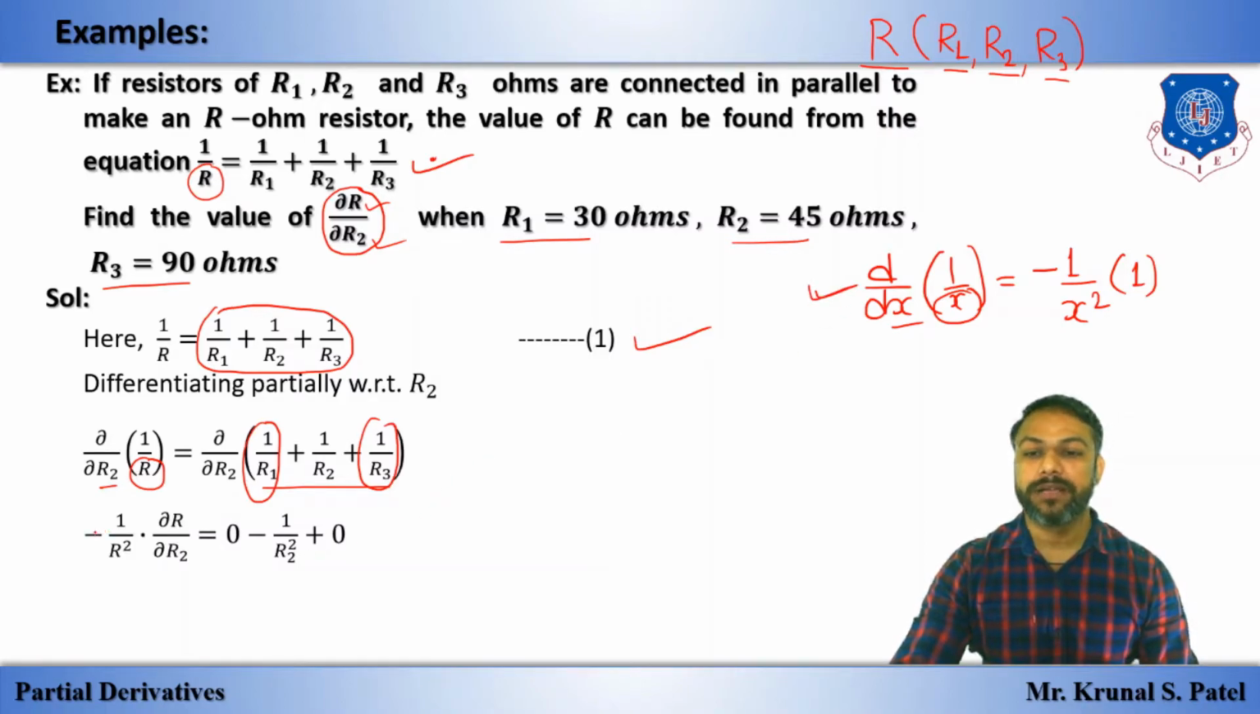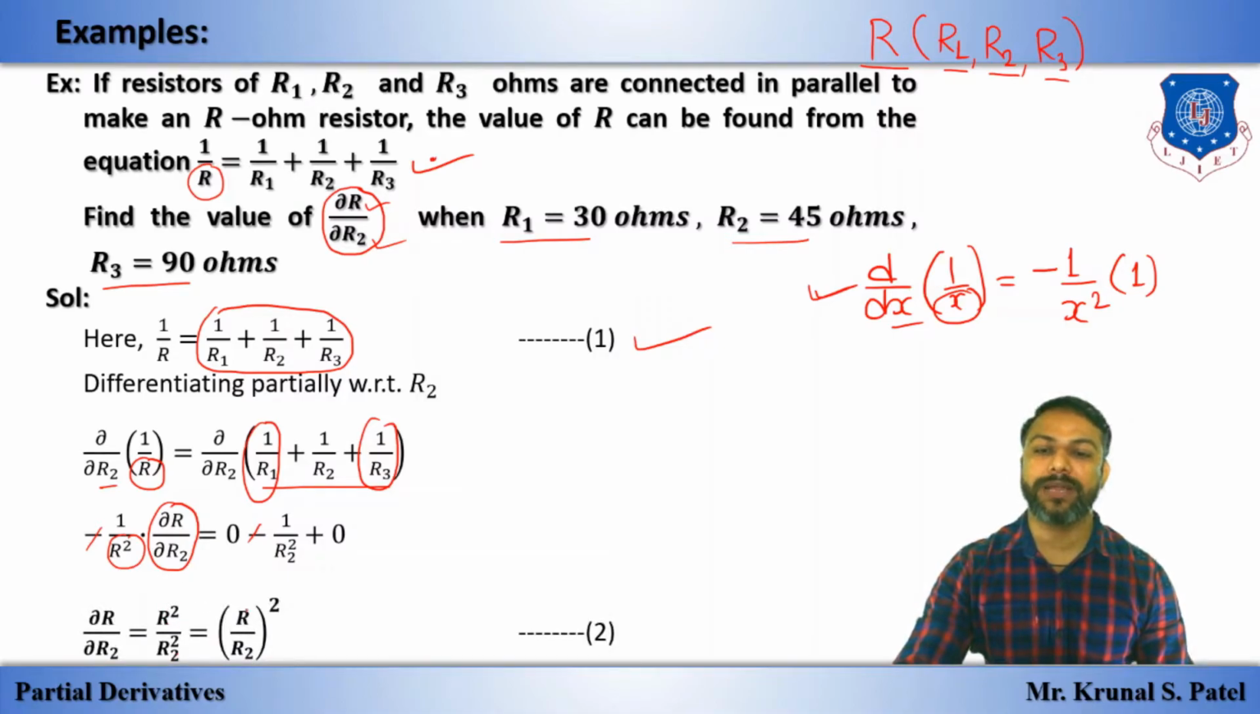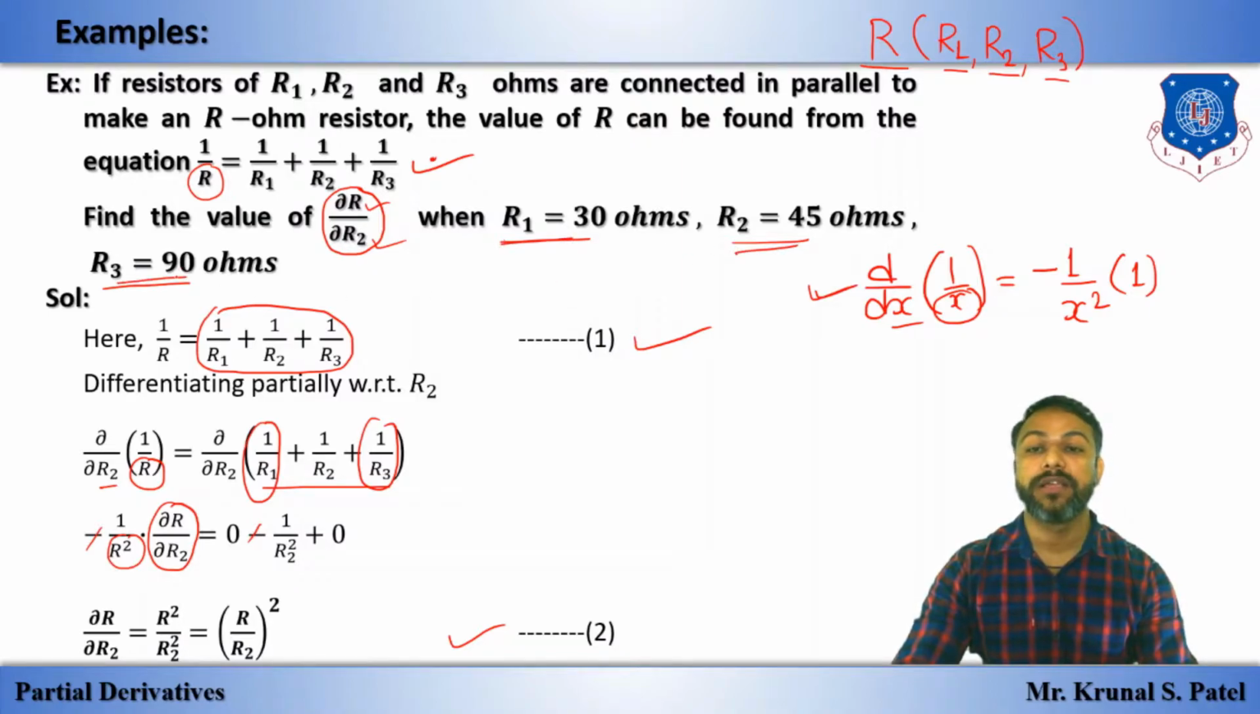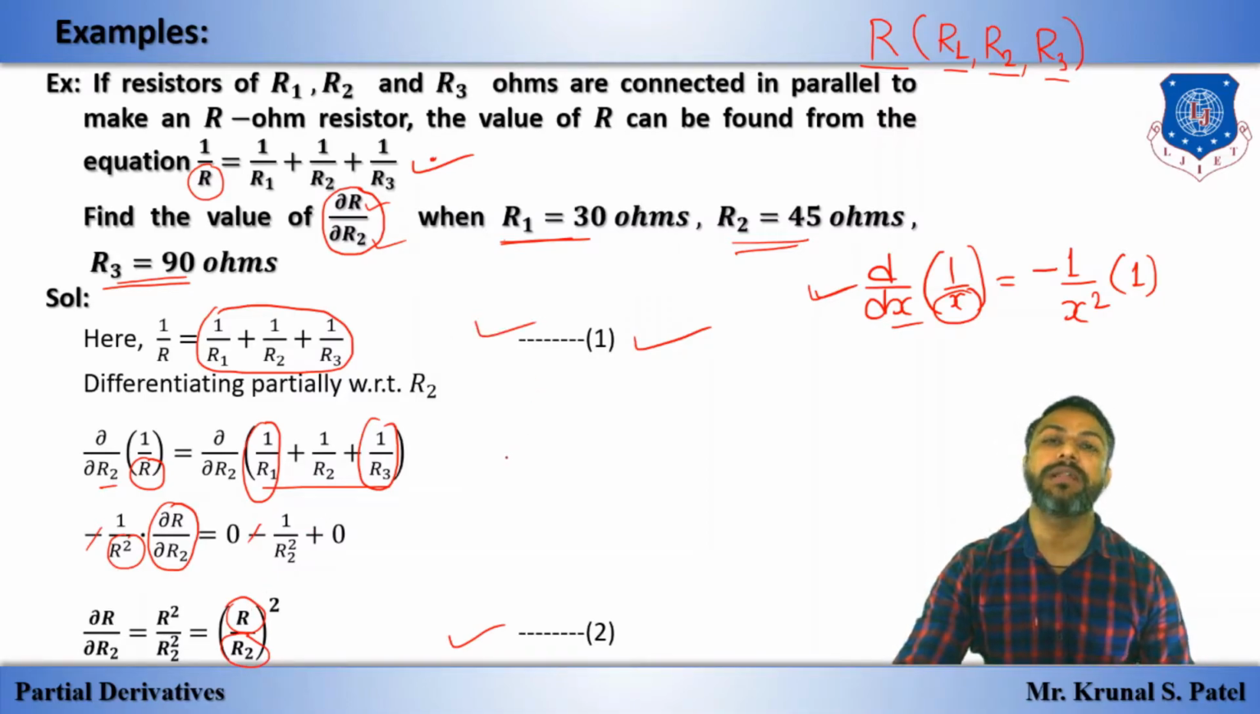Now by simplifying, we can cancel out the minus from both sides, and if we make del R by del R2 the subject, we have R square upon R2 square, and we can write this R square upon R2 square as R by R2 whole square. Say equation number 2. Now we want to find this del R by del R2 at the given values of R1, R2, R3. For that, first we have to find the value of R, because we know the value of R2 but we don't have the value of R. So to find the value of R, we will use equation number 1.